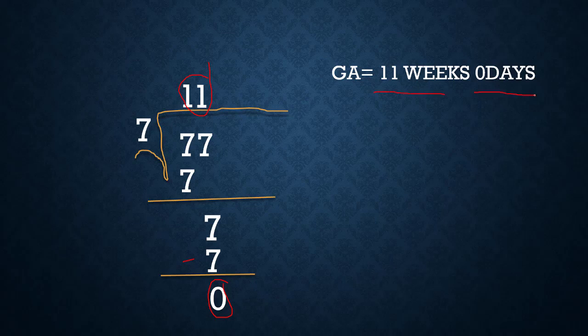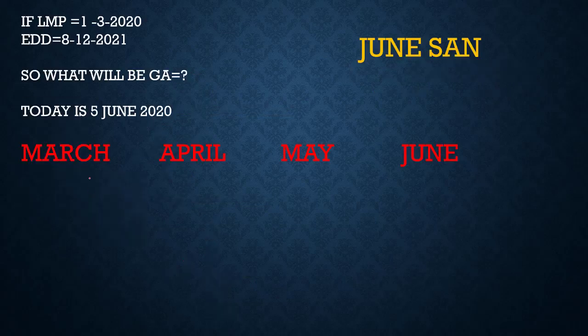So exactly this formula tells the age of your baby, the age of your fetus. Let's do another example that is very important. Now if the LMP of a pregnant lady is 1st March 2020, then applying Nagel's rule, the EDD will be 8 March 2021. So what will be the gestational age of your baby? What will be the age of your fetus, right?